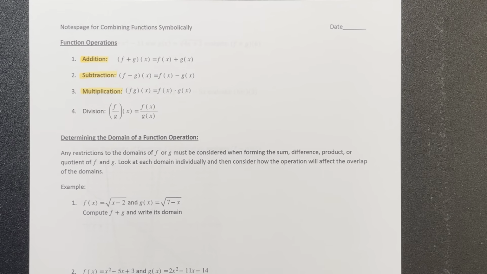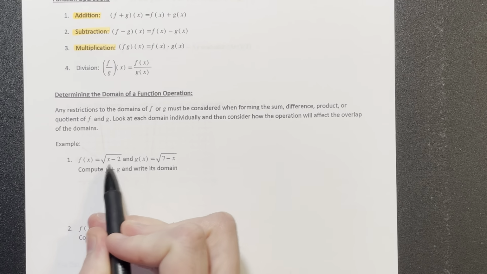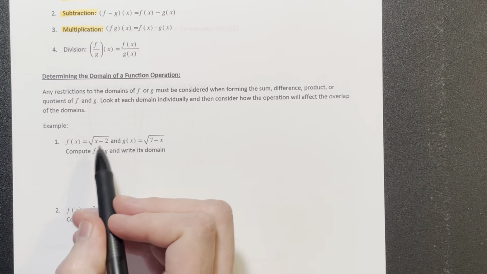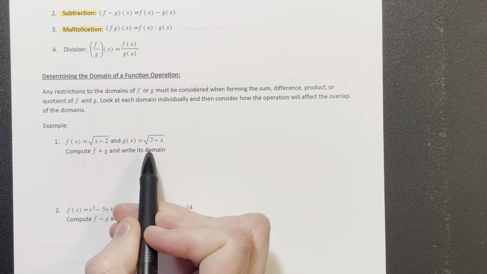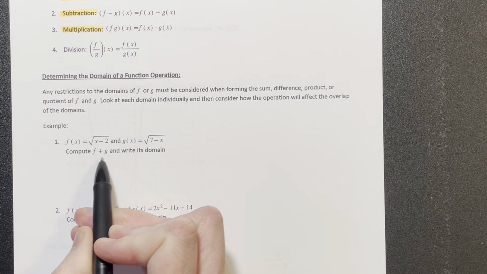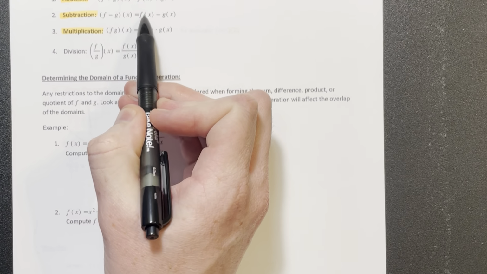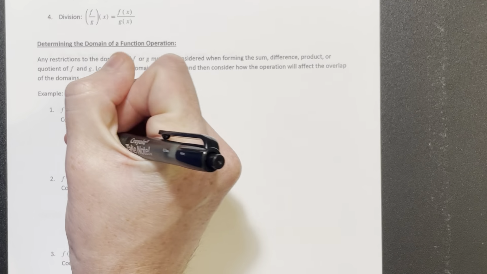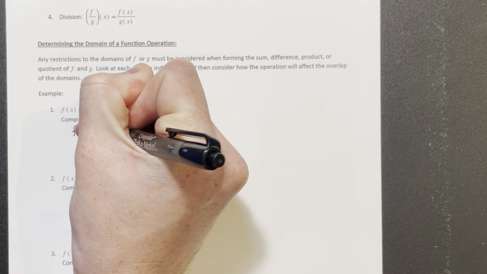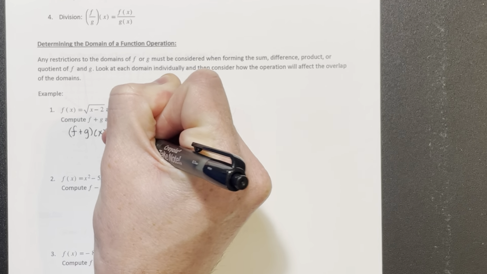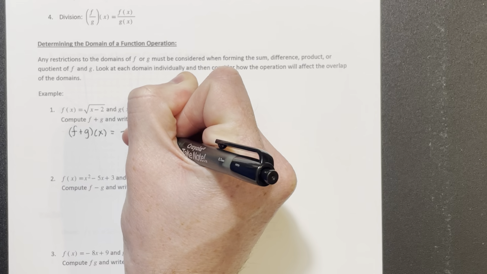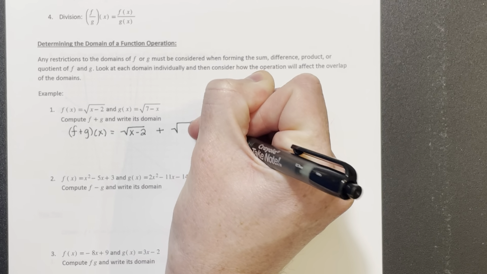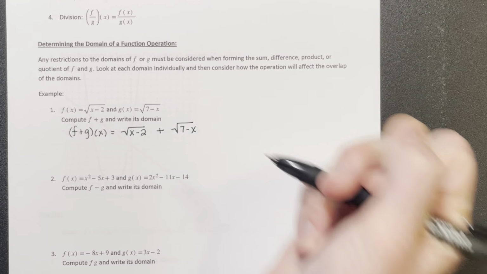So algebraically, we're going to see two functions, and they may be different types of parent functions, but we're going to try to combine and simplify as best we can. So when we combine, it says f plus g. All we're doing is f of x plus g of x. So if I take that f function, it's the square root of x minus 2, and we're adding the g function, which is the square root of 7 minus x.